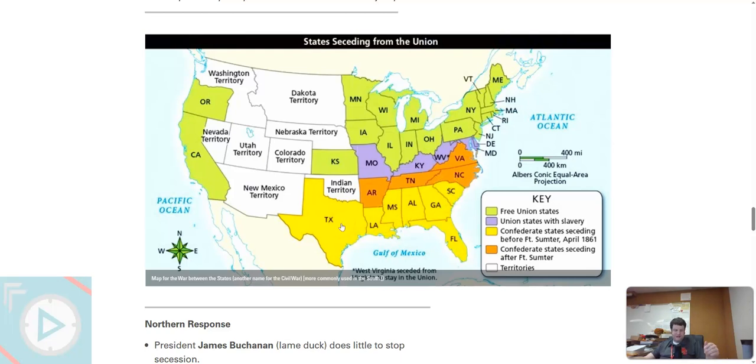These deep South states, Georgia, Alabama, will secede before things get started. And then after an incident we'll look at in just a minute, at Fort Sumter, these states, Virginia, North Carolina, will join the Confederacy as well. There are some slave states that remain loyal to the United States. Those ones right here. West Virginia is a notable example.